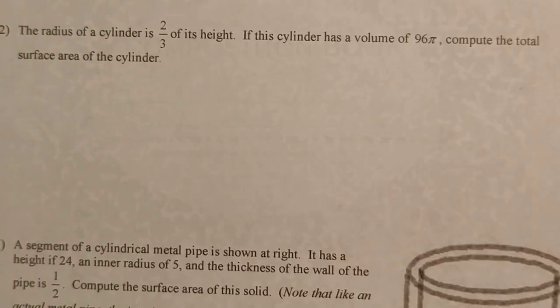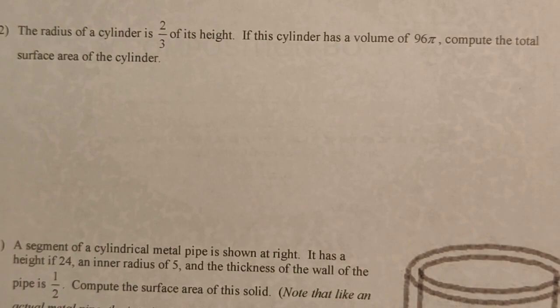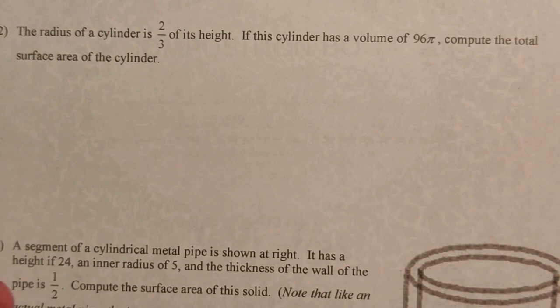All right, folks, let's now take a look at the practice problems here. We're going to look at problems 2 and 4 on the handout here. So problem 2, we're told that the radius of a cylinder is 2/3 its height, and the cylinder has a volume of 96 pi. We want to determine the total surface area.